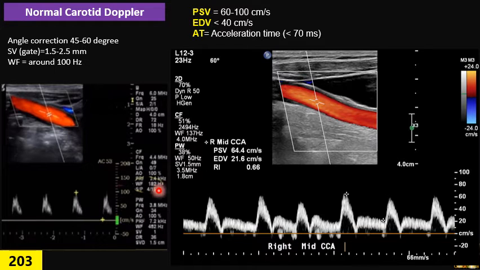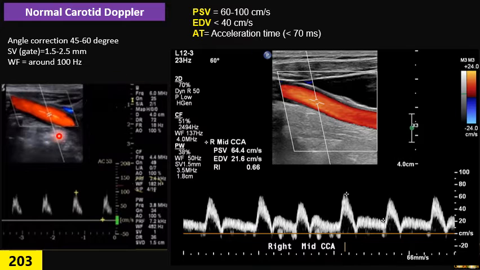A wall filter around 75 to 100 eliminates this bump, a negative bump on the spectral, but my recommendation is that we don't need to eliminate that. So keep it low, because if the wall filter is very high, we don't know what the end-diastolic velocity is. Where is it? And is it negative, biphasic, monophasic? We have no idea with a high wall filter. So try not to increase the wall filter over 75 to 100.